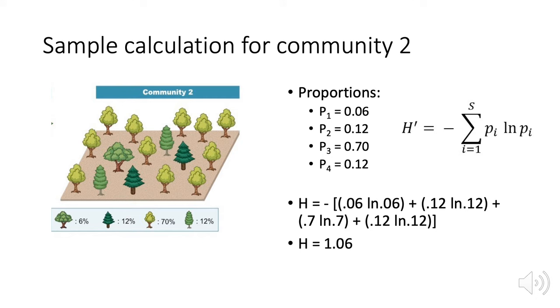Let's do this again for community 2. Again, we have 16 individuals. However, the number of individuals per species is a little bit different. For the first species, there is 1 individual out of 16. So 1 over 16 is equivalent to the proportion of 0.06. For the second species, there are 2 individuals out of 16. So 2 over 16 is equivalent to the proportion of 0.12. For species 3, there are 11 individuals out of 16. 11 over 16 is equivalent to the proportion of 0.7. And lastly, for species 4, there are 2 individuals out of 16. Once again, 2 over 16 equals 0.12. Based on total counts, we now have the proportions for every individual species. We plug these proportions into the equation and we calculate an index of 1.06.